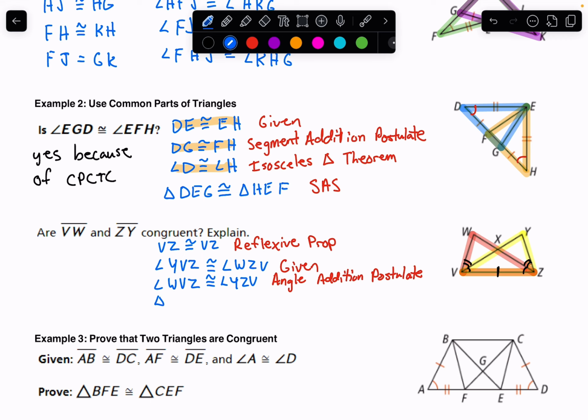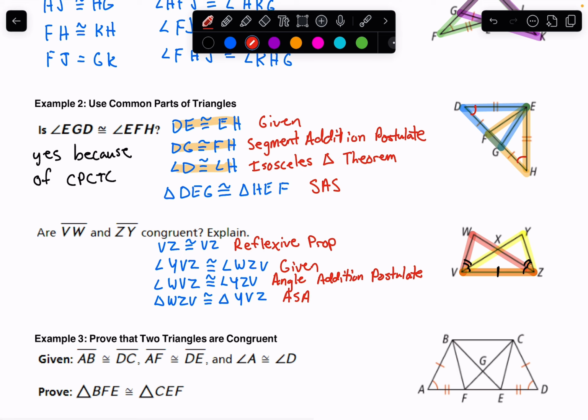So once again, naming these correctly means naming them in a certain order. If I call the first one angle WZV, then what's the name of the second one? Go ahead and figure that out. Hopefully you said angle YVZ. And that is, of course, by angle, side, angle congruence.